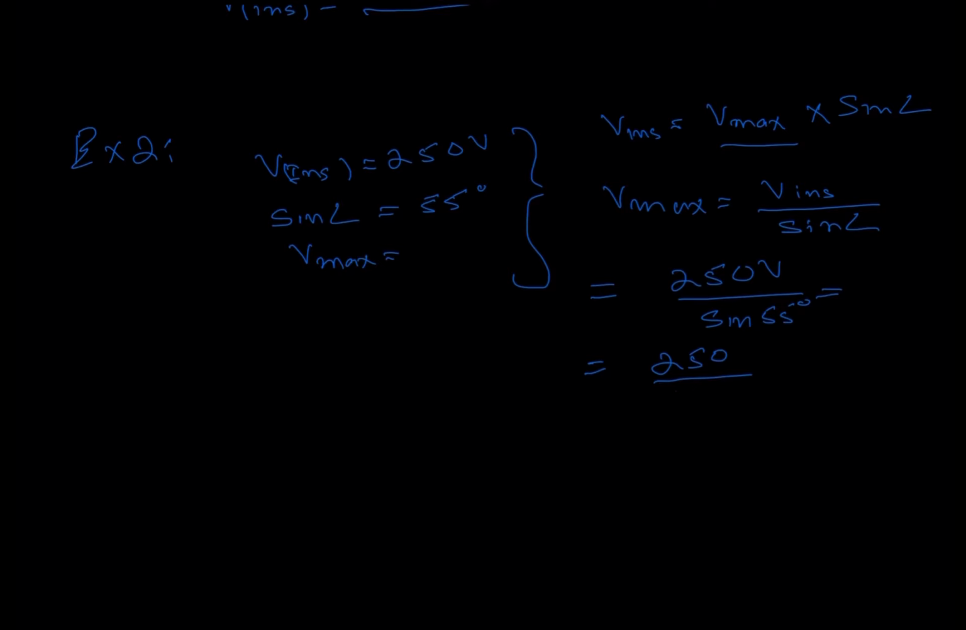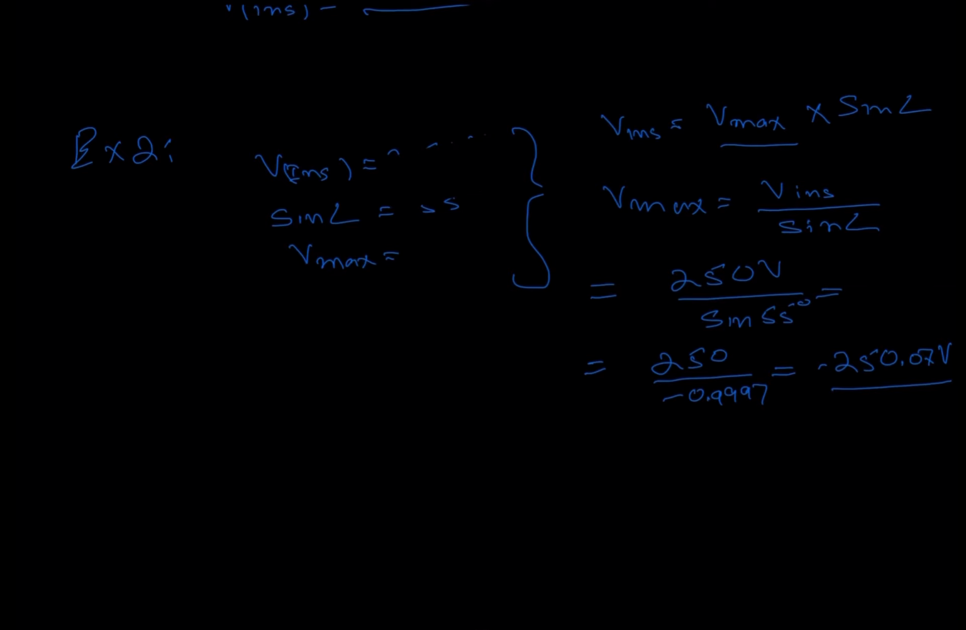Sine of 55 is negative 0.9997. Okay, now 250 divided by negative 0.9997 will give us negative 250.07 volts. So that's our max voltage here. That will be in the negative direction.